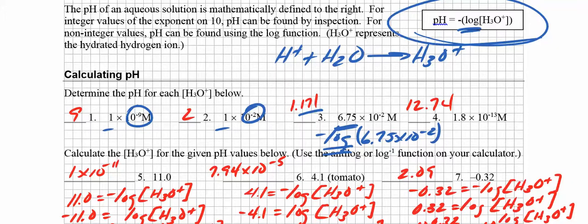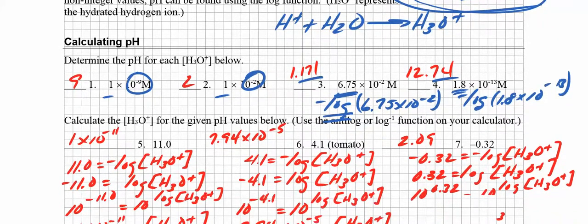So here we go. We're going to say minus the log, the logarithm, log, not ln, of this number, 1.8 times 10 to the minus 13, and we'll hit the equal button, and we get this number, 12.74. Again, two significant digits here, so we want two numbers to the right of the decimal. We're going to say 12.74 is our final answer. That's our pH.